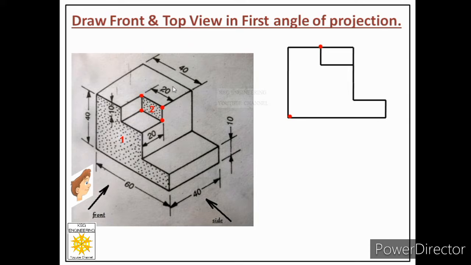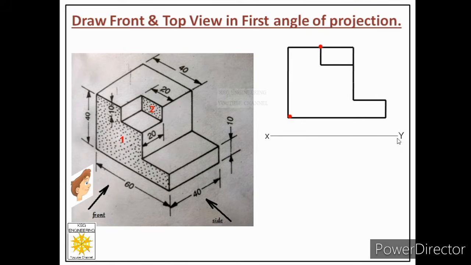Now let us move on to top view. Let us see how we have to construct top view. Now in order to construct top view, the very first step is that we should draw a reference line. And the position of the reference line will depend upon in which angle of projection we are drawing. You can see we are drawing in first angle of projection. And we know in first angle of projection we keep front view above reference line. It means after drawing front view we need to draw a reference line below it.